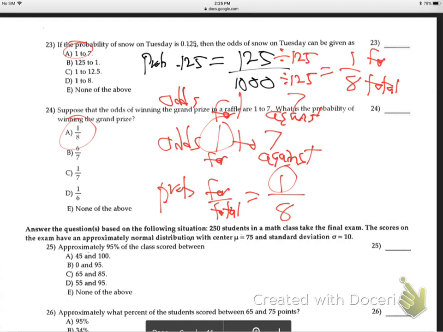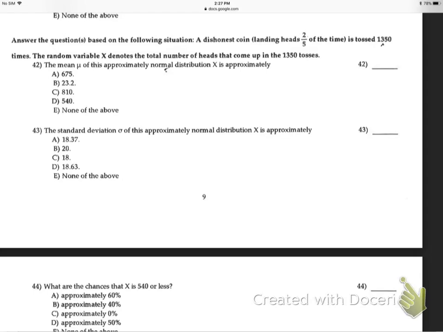Number 25. Answer the question based on the following situation. 250 students in a math class take the final. Scores have a normal distribution. Center 75, standard deviation 10. 95% score between. Okay, 42. Dishonest coin. Heads is 2 fifths, so it's not a fair coin. Tossed 1350 times.